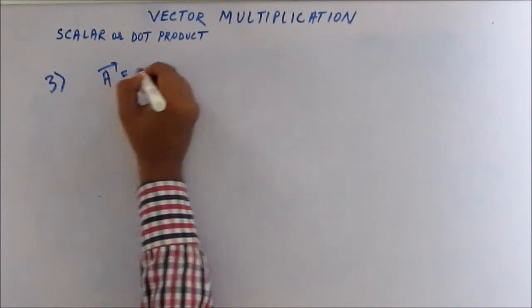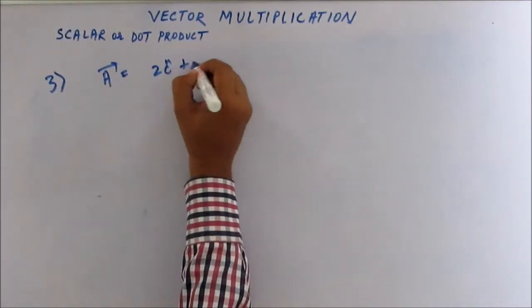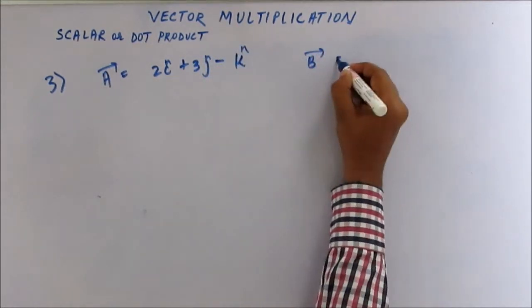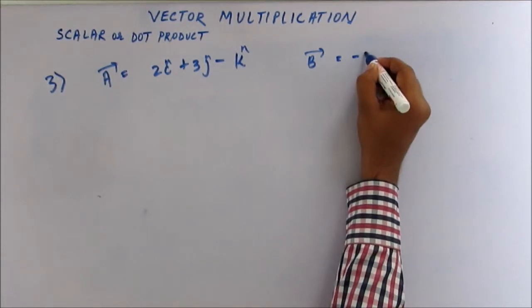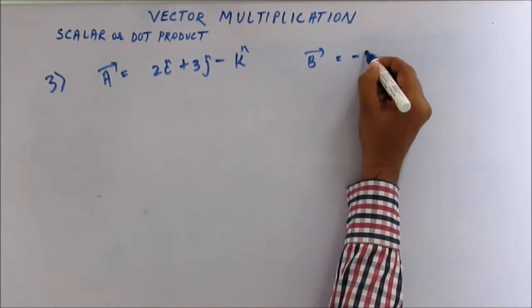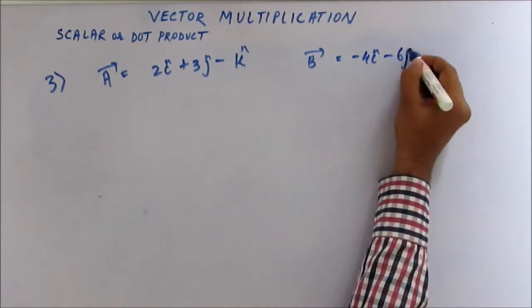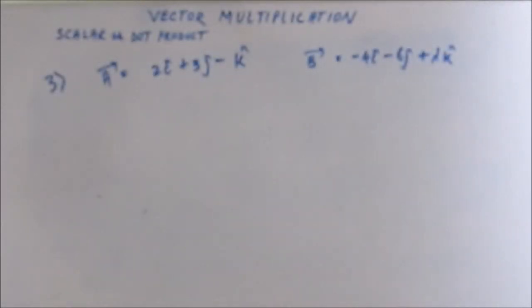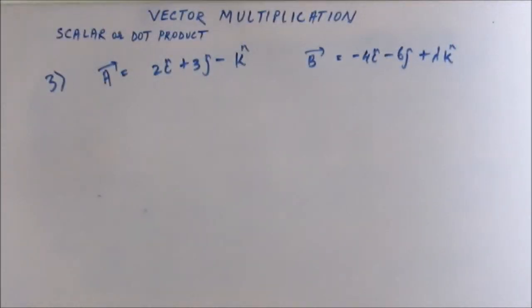Suppose a vector is given as 2i cap plus 3j cap minus k cap, and b vector is given as minus 4i cap minus 6j cap plus lambda k cap. Lambda is a variable that you have to find. Now suppose these two vectors are parallel to each other. Then what is the value of lambda? These two vectors will not always be parallel. There will be one particular value of lambda for which these two vectors will be parallel. You have to find that particular value of lambda.